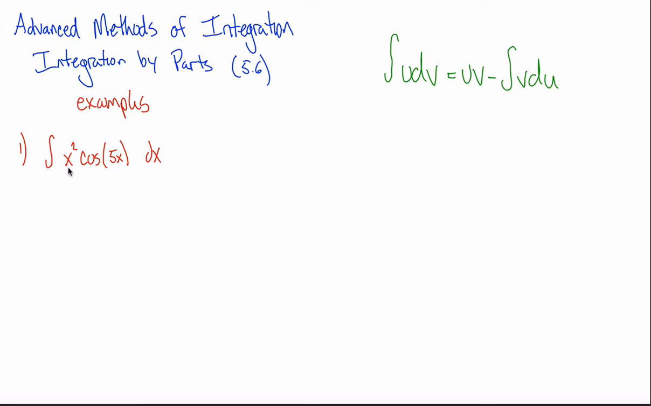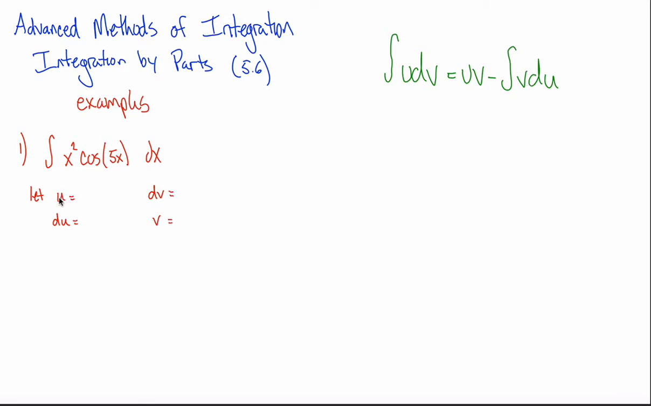And the way I like to do these is first recognize that you have a product of two functions here: the function x squared and the function cosine of 5x. And what you want to do is determine which of those two things you should set equal to u. And once you decide which one you'll set equal to u, by process of elimination, the other one will be your dv. And then once you know u and dv, you can figure out du and v, and you'll have all the parts necessary to use this formula.